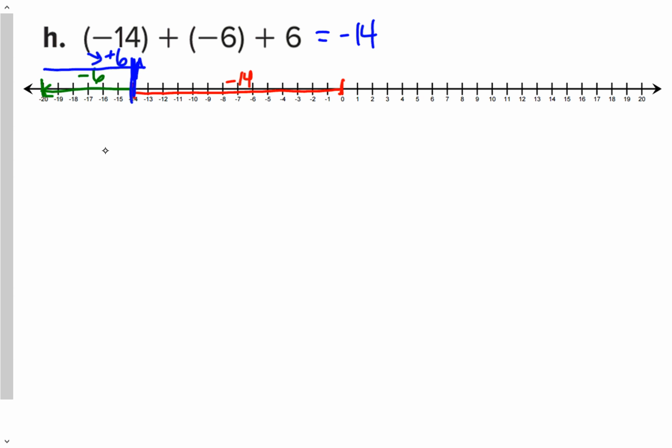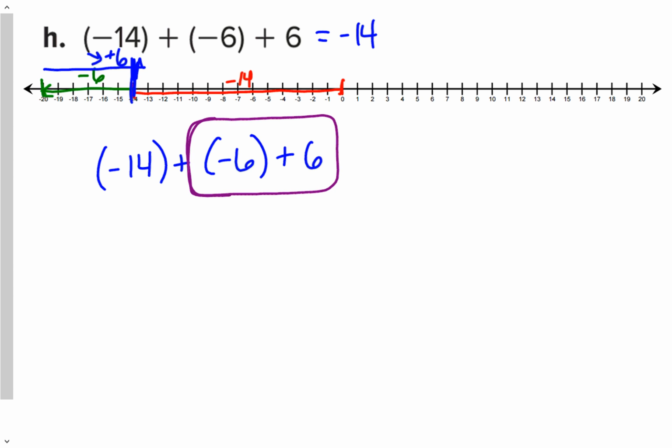Okay? And you could have done this a number of ways. Most notably, what I would have first looked at was this right here. This negative 6 plus positive 6. These are called opposites. And whenever you add two opposites together, the answer is actually 0. So negative 14 plus 0 equals negative 14.